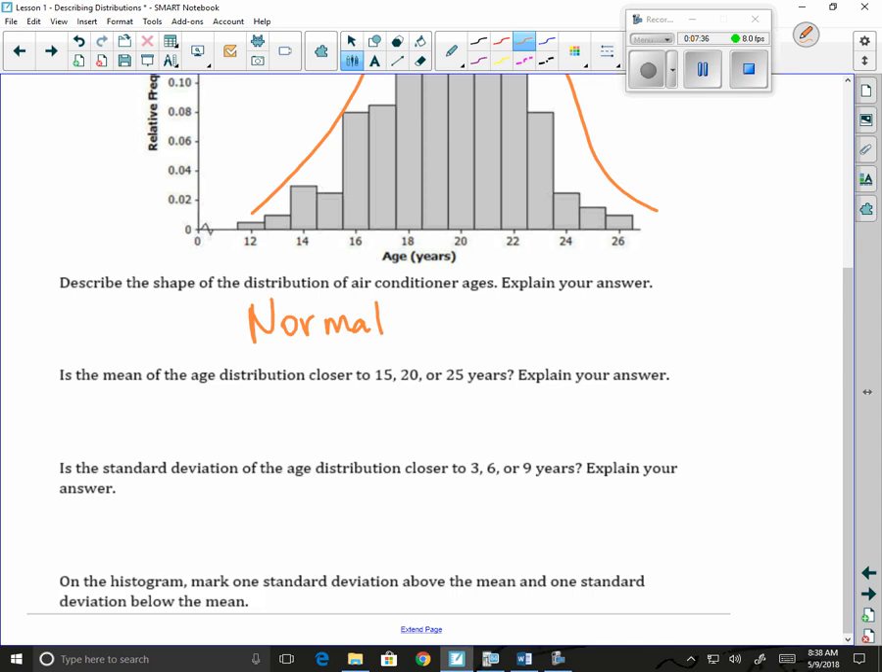It then says, is the mean closer to 15, 20, or 25? So here's 15, here's 20, and here's 25. The mean looks closest to 20. The mean is going to be where we are about half of the data above, half of the data below.